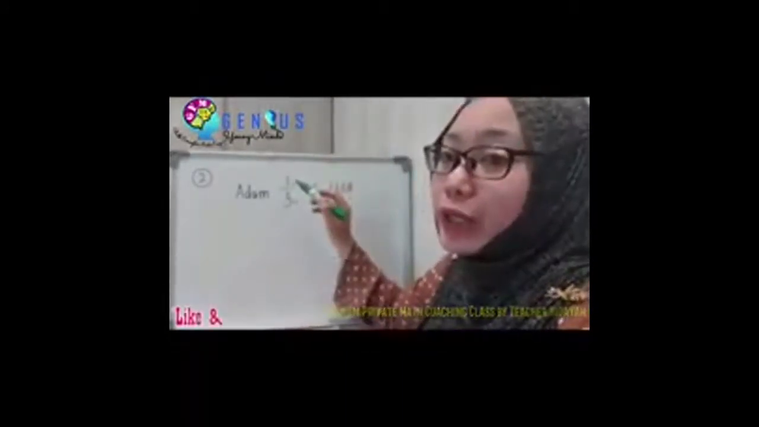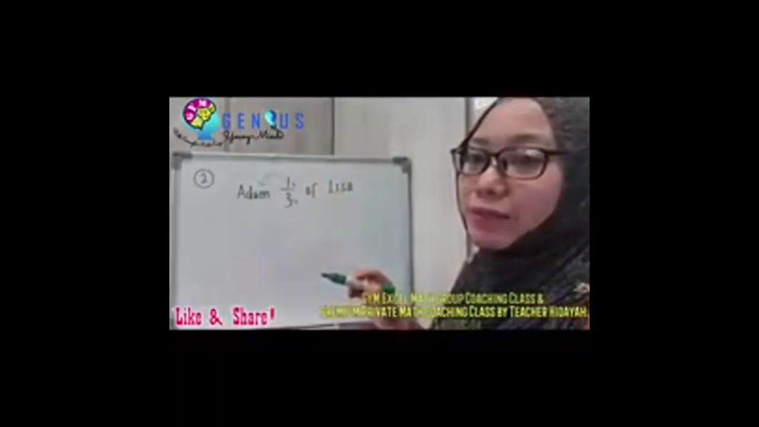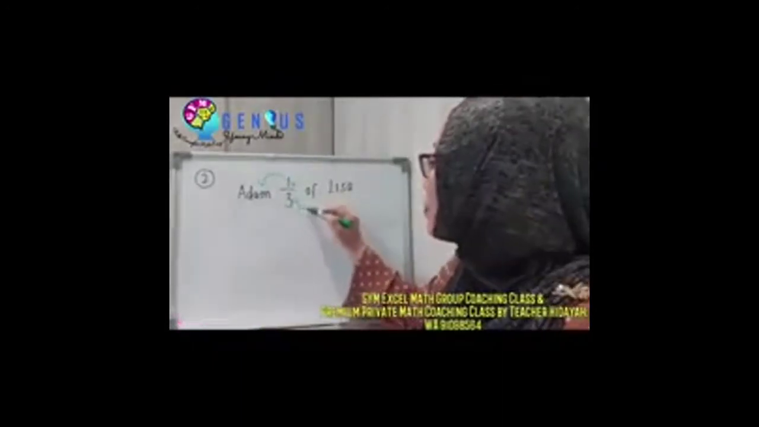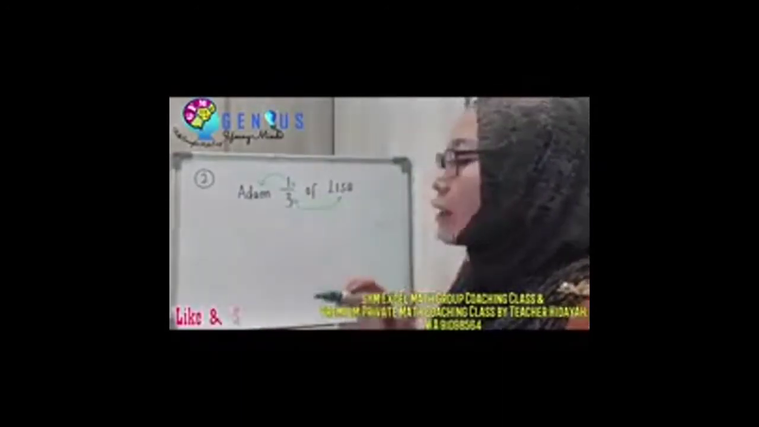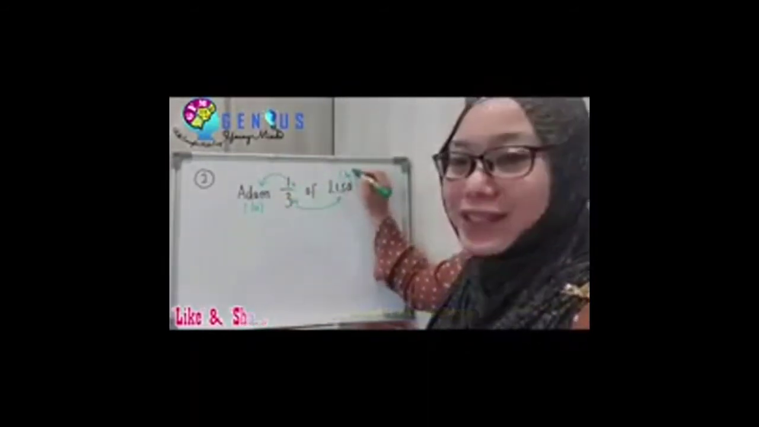So 1 unit, which is actually the numerator, the first number, represents the first person, and then 3 units, which is the denominator, represents the second person, Lisa. So Adam has 1 unit, Lisa has 3 units.